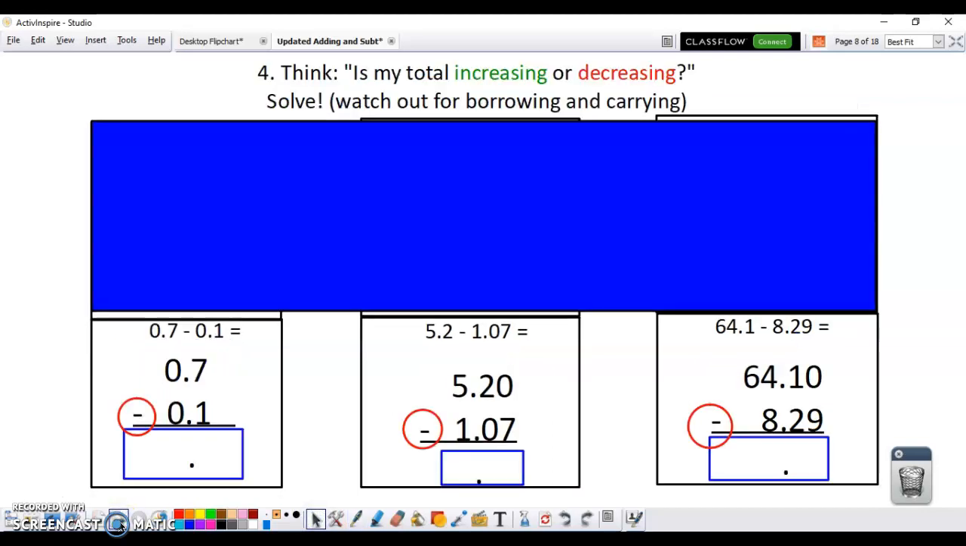Moving on. You have to think, are you increasing or decreasing? Decreasing again is red. That means subtracting, and we know that because that is the universal sign for subtraction. So when you're finished, your answer should be smaller. Always, always, always, you're going from a larger number to a smaller number. You're decreasing. You're getting smaller. So if your answer is bigger, you probably added it, so you might want to go back and check.